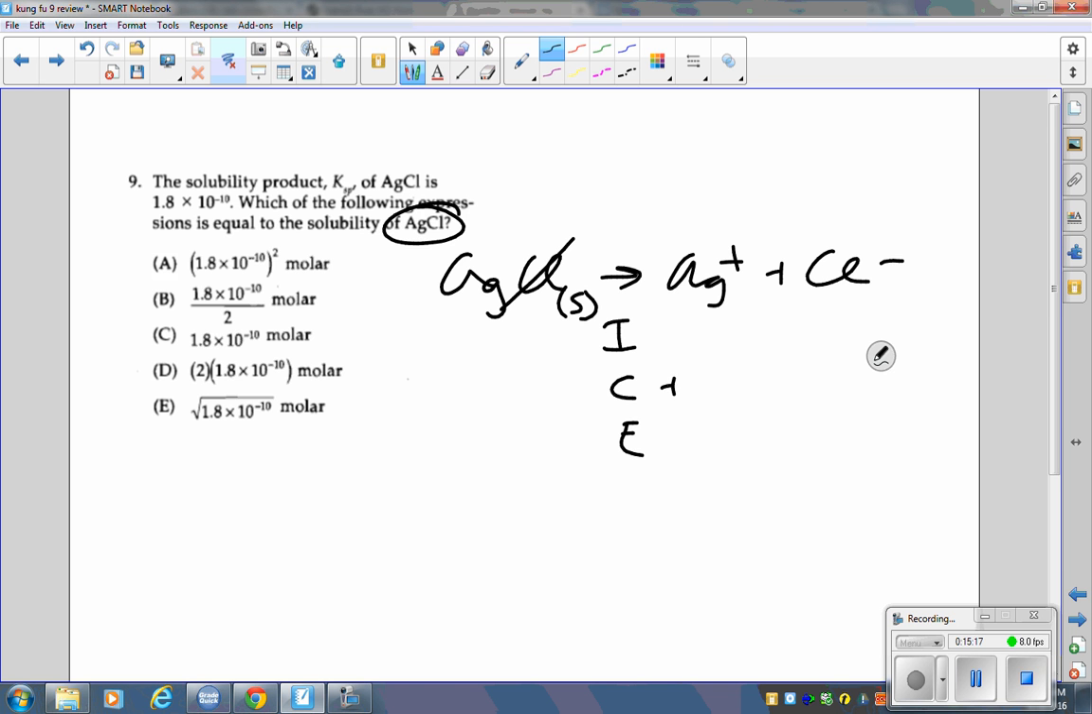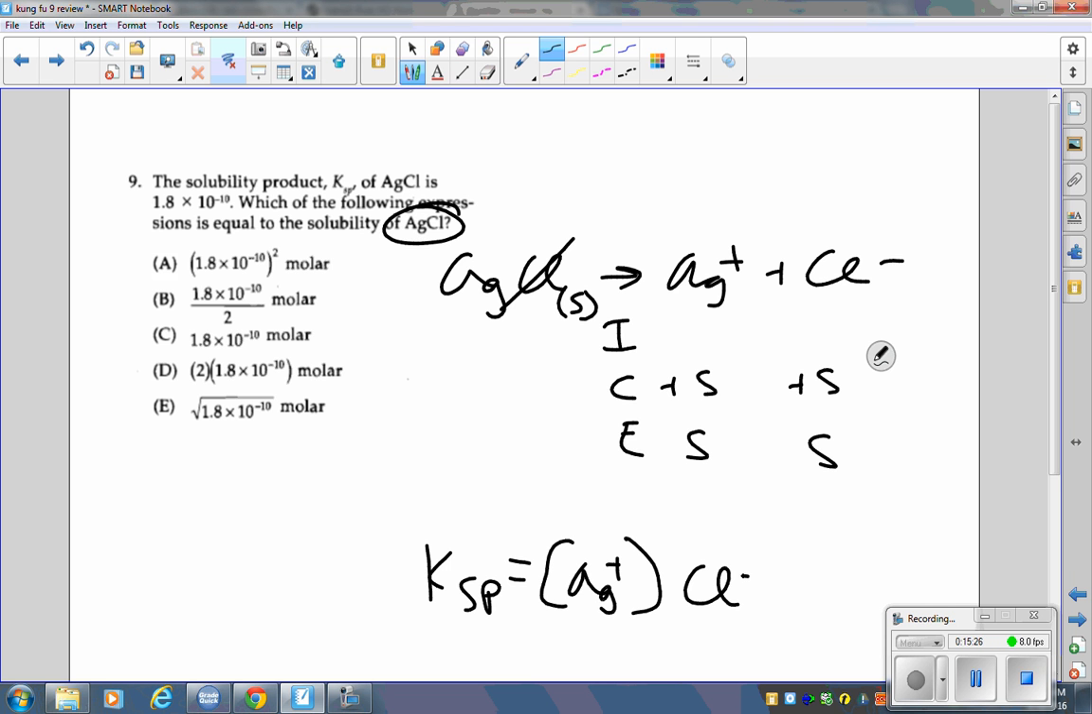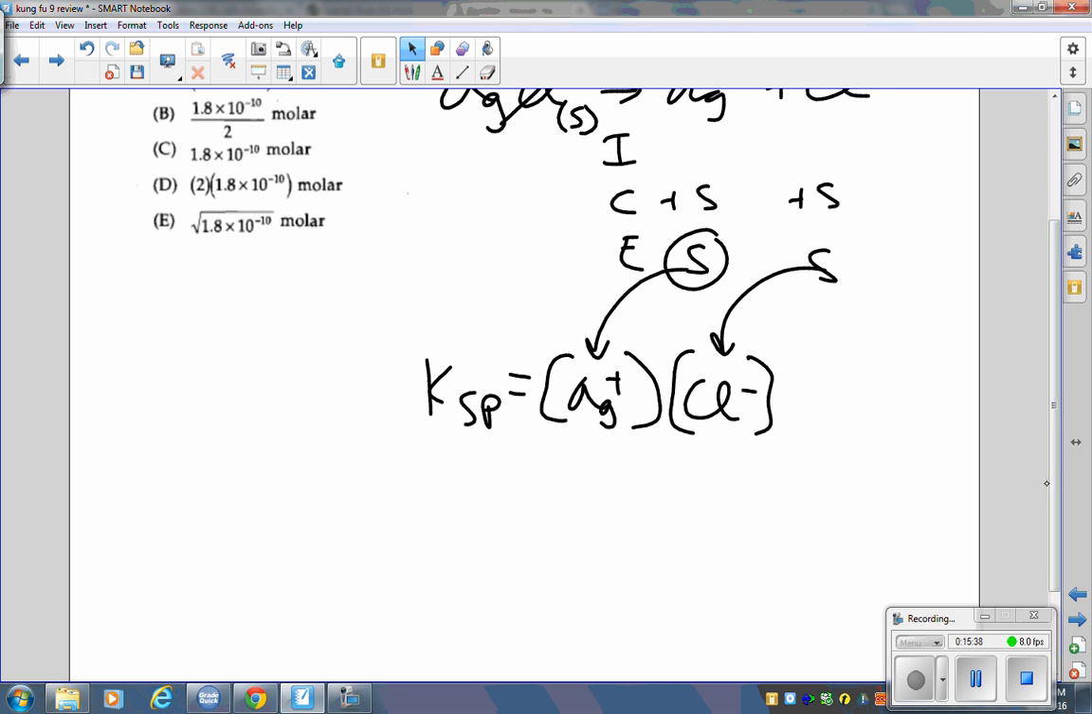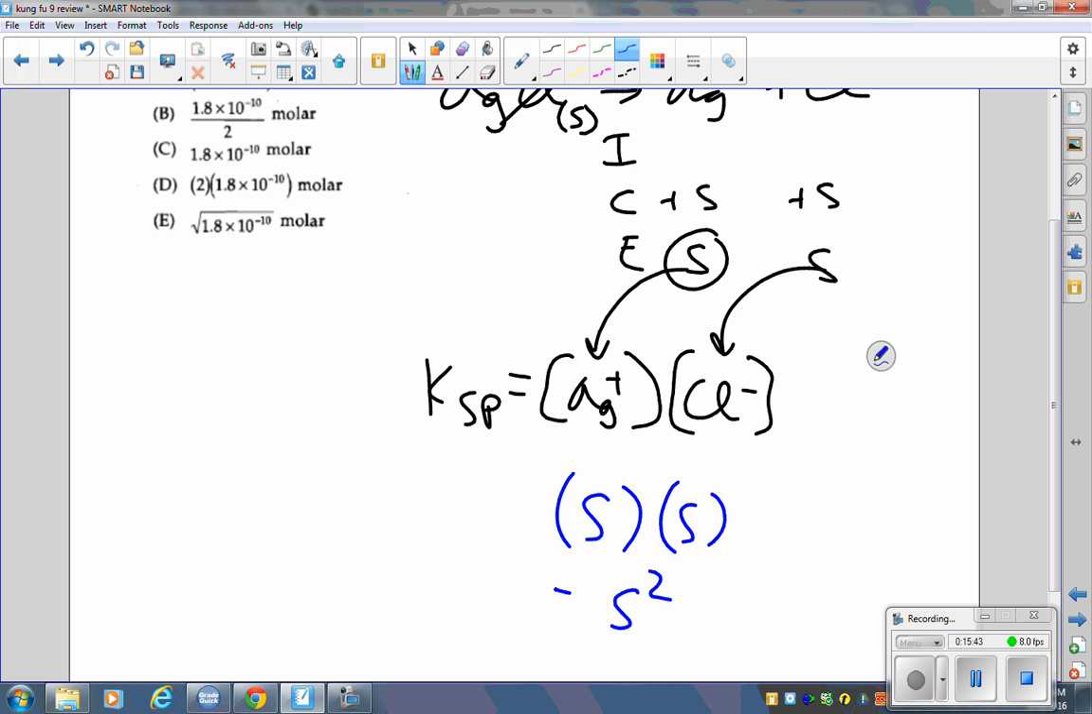And we always do our expressions separately so we don't get confused. Ag plus times Cl minus is going to be equal to our KSP value. And all I do is go from the E line and I drop it into the expression. Now when I do that, I get S times S, which is the same thing as saying S squared is equal to KSP. So if my KSP is 1.8 times 10 to the negative 10th, all I have to do is take the square root of it and I will get S. That's why E is the correct answer.